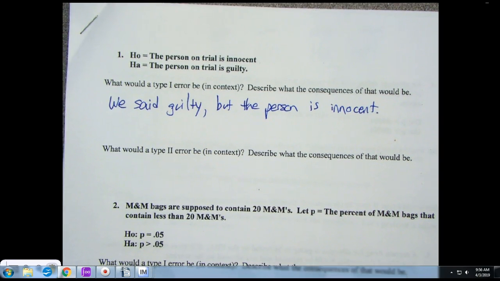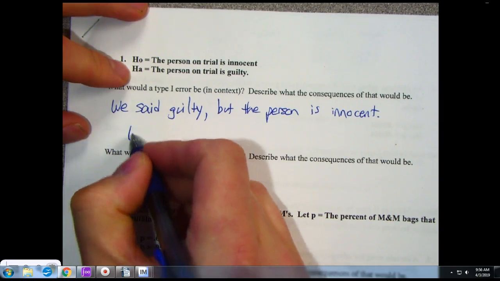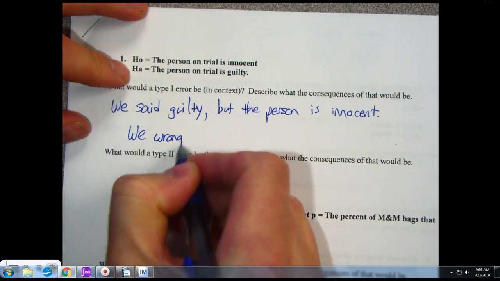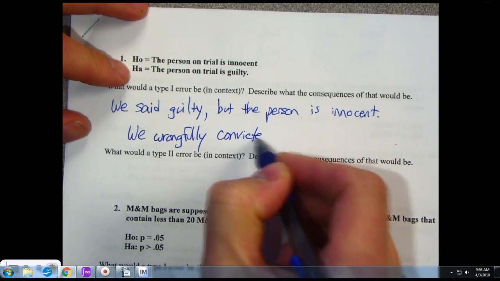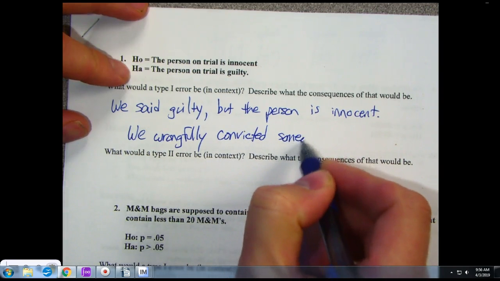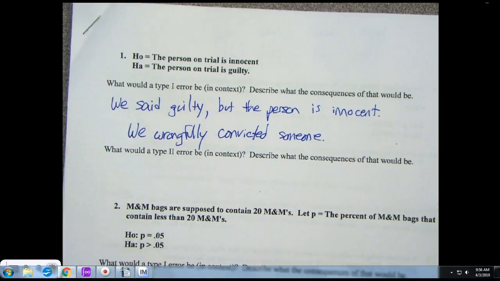And then, what's the consequence of that? "Wrongfully convicted someone" is a great way to say it. We put someone in jail that we shouldn't have. So we wrongfully convicted someone. You could say any of those phrases are fine. We put someone in jail that we shouldn't have. We fined someone that we shouldn't have.